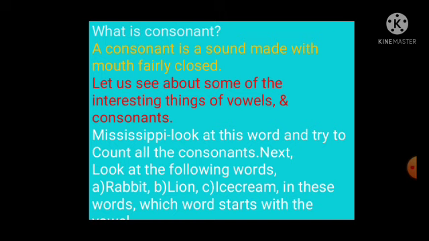Okay. Next, let us see some of the interesting things about vowels and consonants. See, one such word is Mississippi. Look at this word and try to count all the consonants. Next, look at the following words: rabbit, lion, ice cream. In these words, which word starts with a vowel?